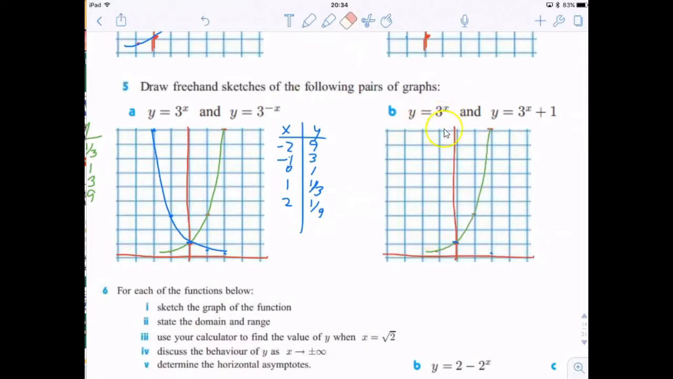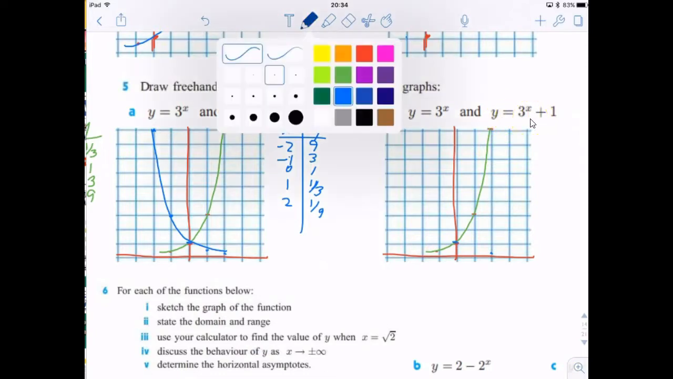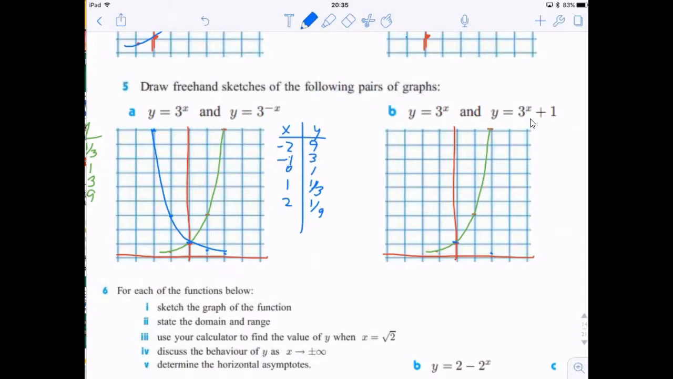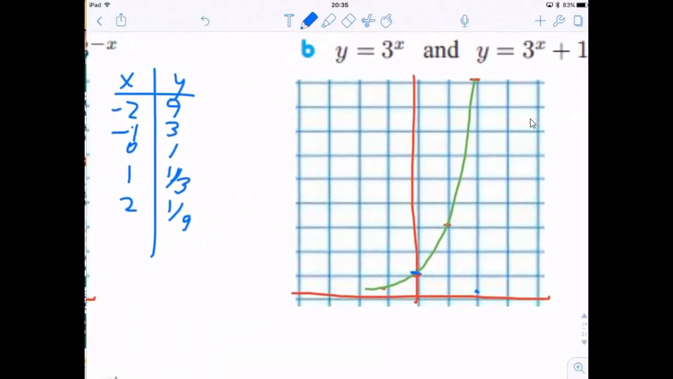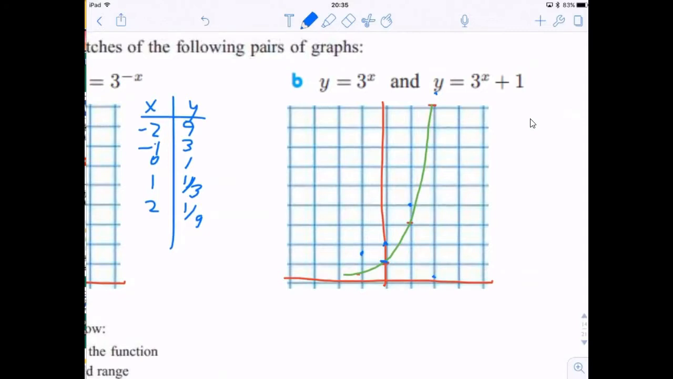In B, I basically have the parent function, which is 3 to the x, and then I'm drawing the new function, which is 3 to the x plus 1. Okay, and the only difference between 3 to the x and 3 to the x plus 1 is every single value that we graphed for 3 to the x is going to be raised 1 unit. Okay, so I don't even need to make an xy table. I could just take each one of the graphing points and I could raise them by 1 unit. And that's going to be the new graph, which is 3 to the x plus 1, right? Basically looks like that. Okay?